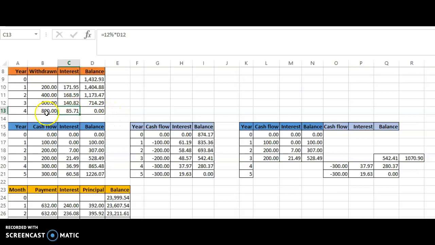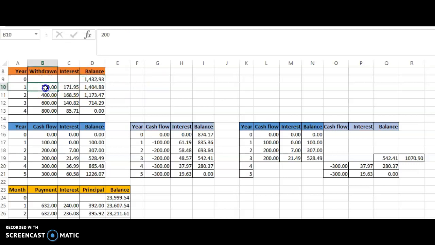Finally, last year, the final year, you earn 12% interest from 714.29, you get 85.71, but you also withdraw 800. So this minus this plus this, you get exactly 0. That means all that you withdraw here, 200, 400, 600, 800, is worth exactly what you have now. That is what it means by present value.